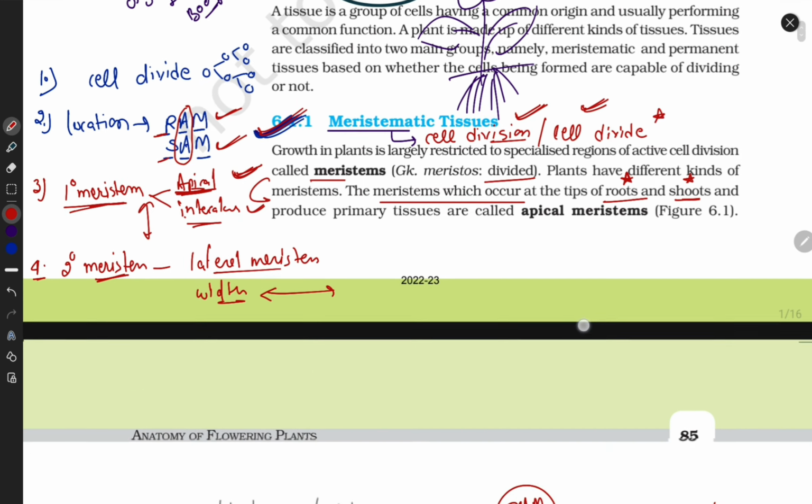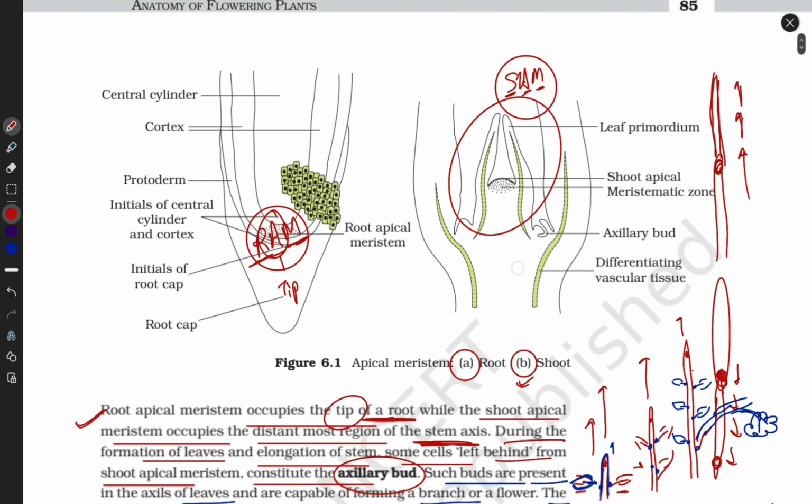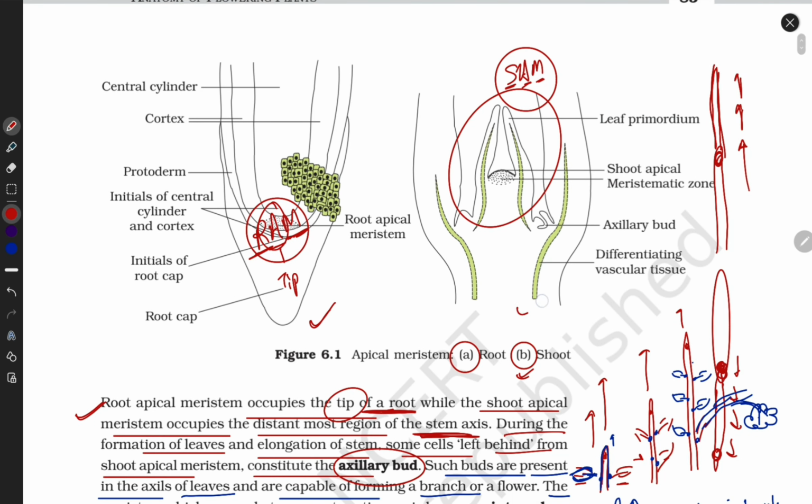These are some properties. If I forget something, you can mention it. Guys, remember this diagram. Don't underestimate this diagram. You have to remember. They can ask you, guys, where leaf primordia is present. Where is the primordial part present? You have to remember where shoot apical meristem is present, the axillary bud, and the differentiating vascular tissues. They give rise to phloem and xylem.